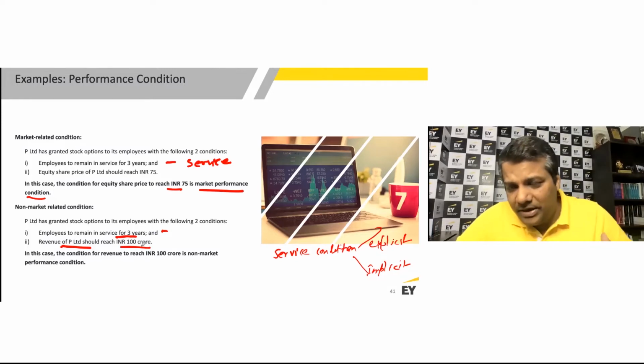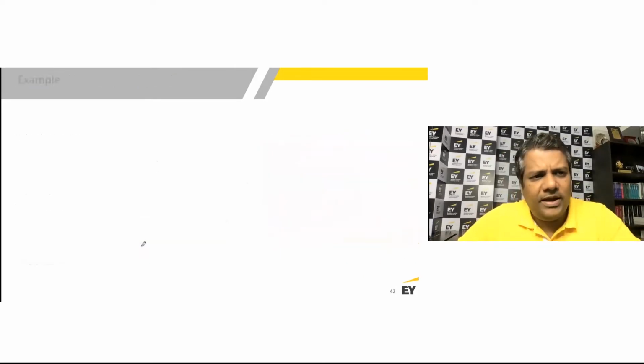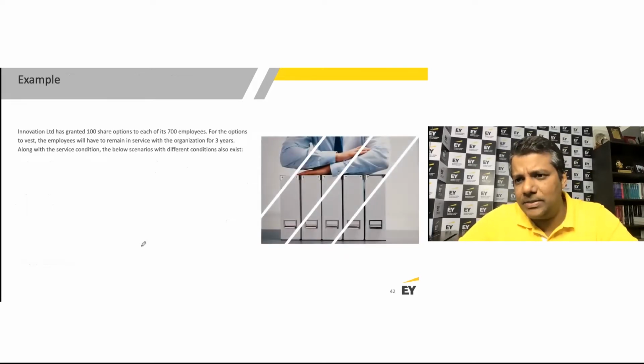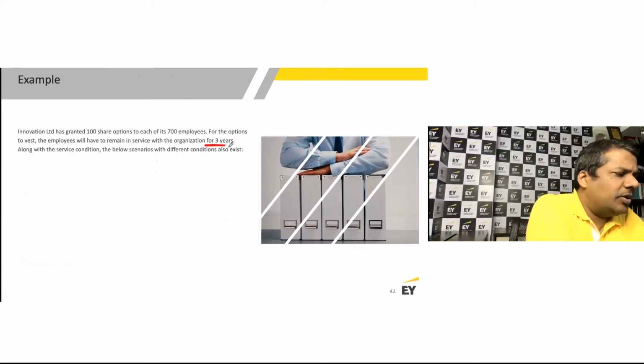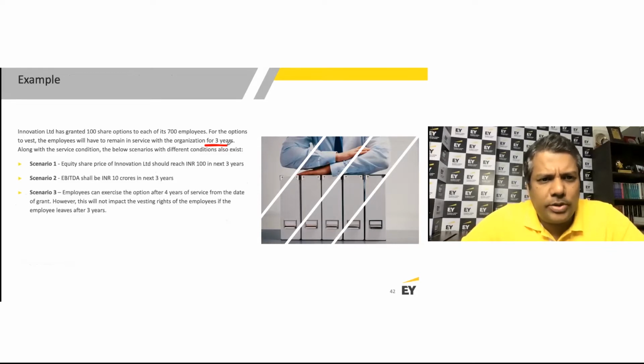Now the accounting can be different depending upon whether it is a market-based condition or a non-market-based condition. And we will try and understand with the help of examples how the principle will work. Now, Innovation Limited has granted 100 share options to each of its 700 employees. For the options to vest, the employee will have to remain in service with the organization for 3 years. That means the service condition is 3 years. Along with the service condition, the below scenarios with different conditions also exist.